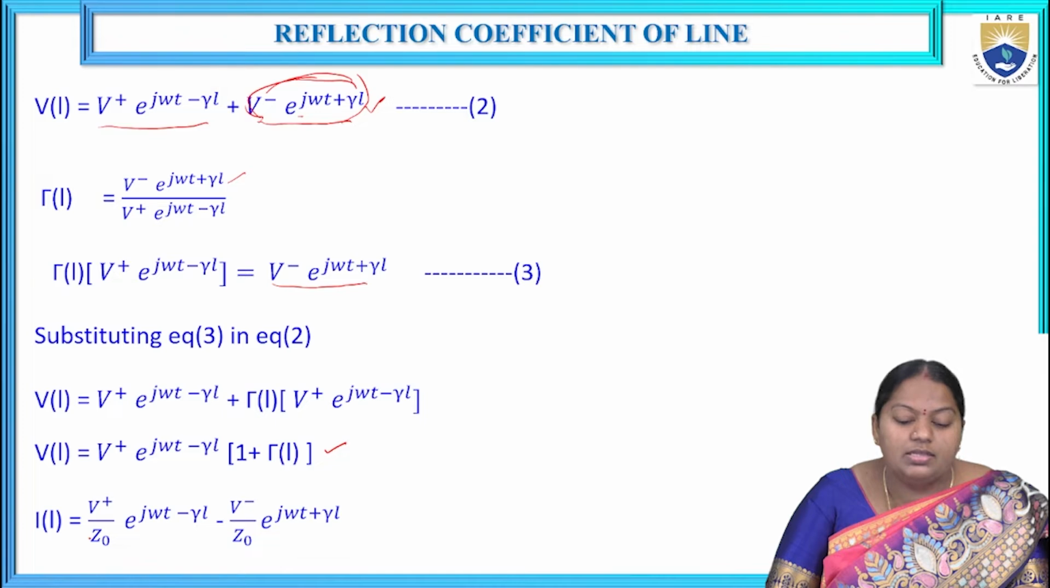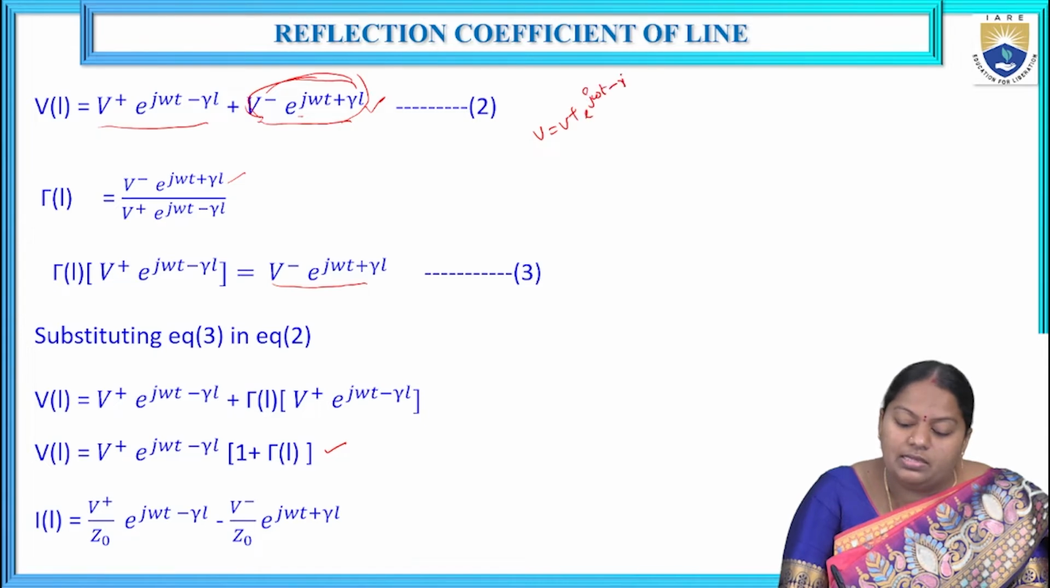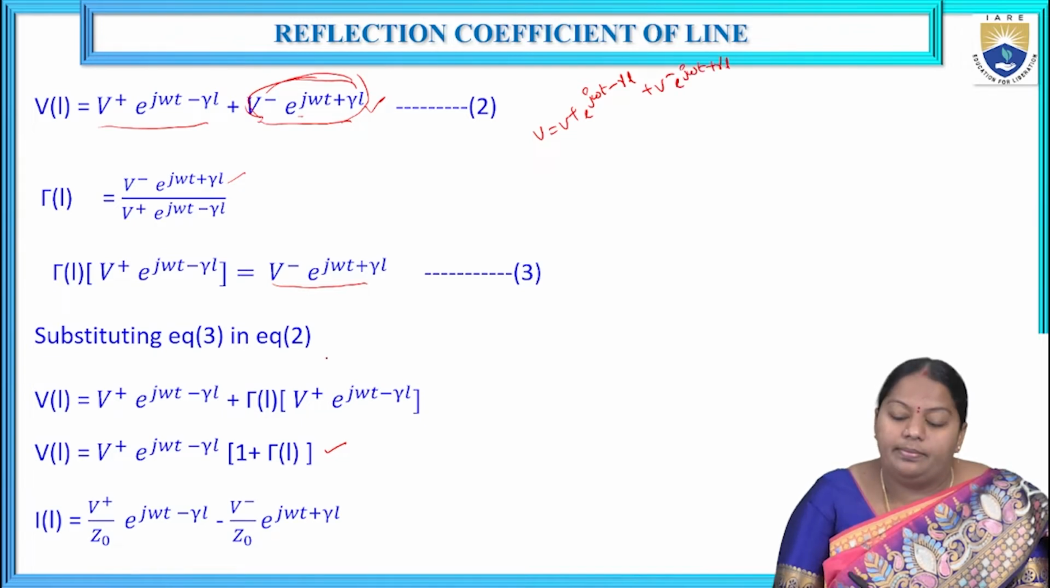Similarly, I of L is equal to, so this is the equation which we have considered from V equals V plus into e power j omega t minus gamma L plus V minus e power j omega t plus gamma L. And similarly, I can be written as I plus e power j omega t minus gamma L plus I minus e power j omega t plus gamma L.